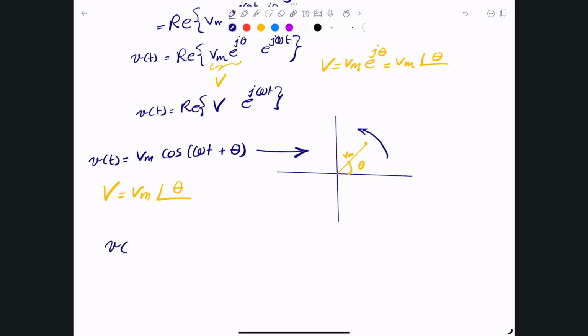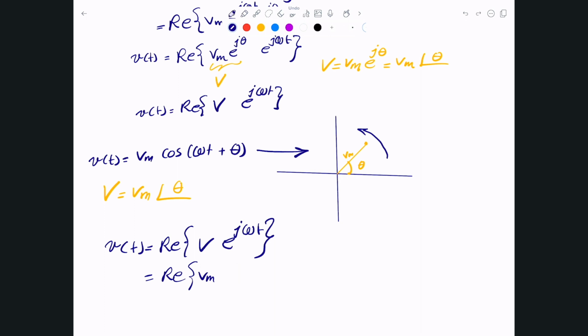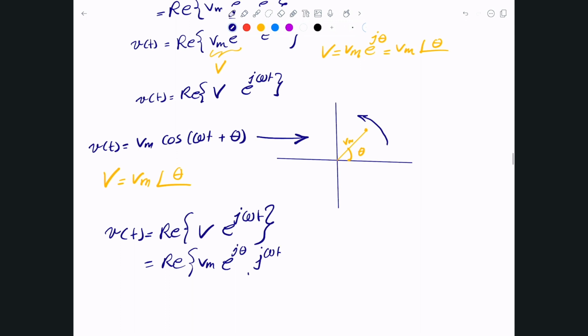If you want the V of t, it's simply the real part of whatever V you got times e to the j omega t. You have to multiply by e to the j omega t and just take the real part. And of course, this is the real part of V of m e to the j theta, times e to the j omega t, sorry. And hopefully you understood that this is basically Vm cosine omega t plus theta. All right, so the conversion between the two domains is pretty straightforward.